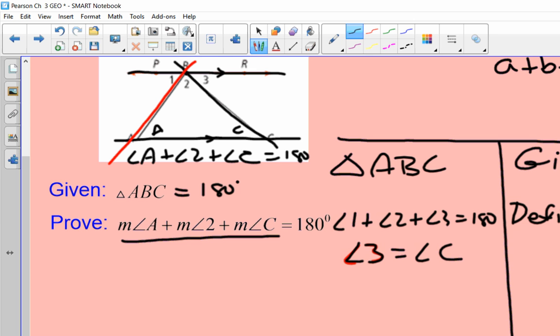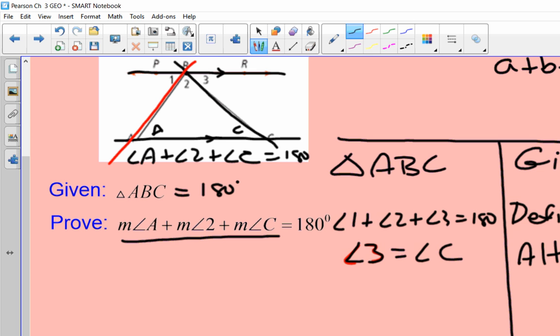If I go back and look at the other transversal then, and I'm sorry, time out. What kind of angles are 3 and C in a transversal? They're alternate interior angles, okay?